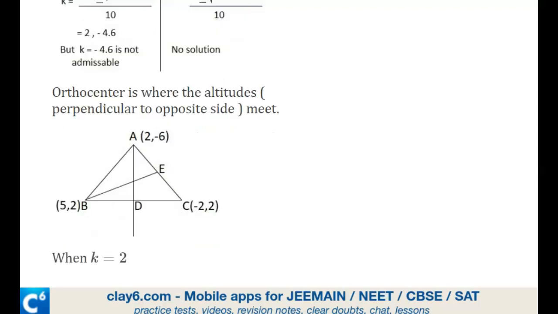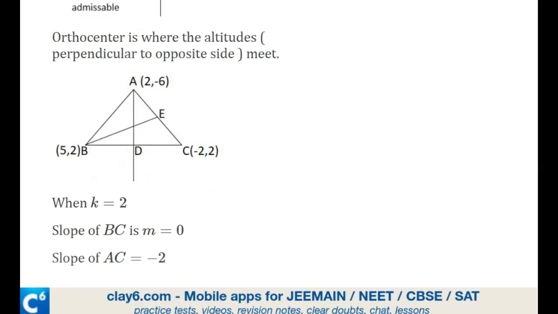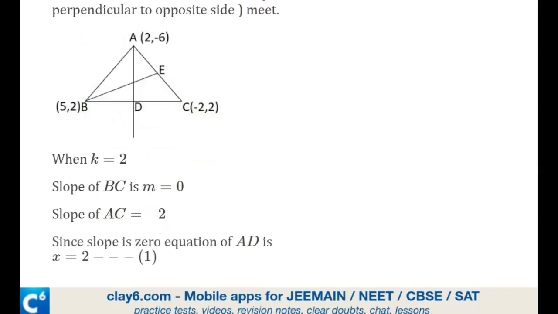So a lot of things going on here, and we had to be very quick on our feet. We had to draw the diagram and move fast. So slope of BC is m equal to 0. Slope of AC is equal to -2, because you can figure that out: 2 minus 6, which is -4... 8 by minus 4, which is -2. Since slope of BC is 0, equation of AD is x equal to 2.